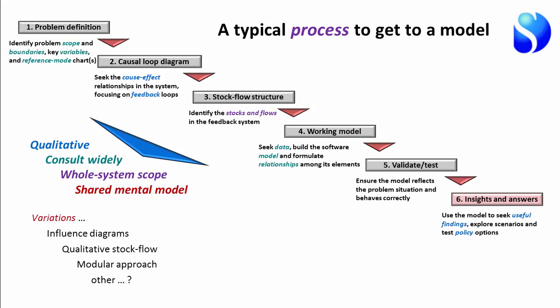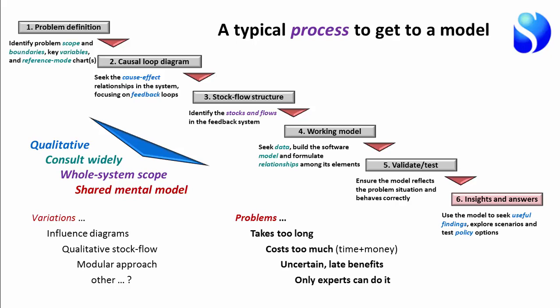There are variations on this. There are influence diagrams, which, as I understand it, are a slightly more disciplined approach to feedback loops. Some consultants I've worked with pursue a qualitative stock flow process, so they never draw a causal loop diagram that does not have stocks and flows in it, but it's still done qualitatively. There's Eric Wolstenholme's modular approach, and there's probably many others.